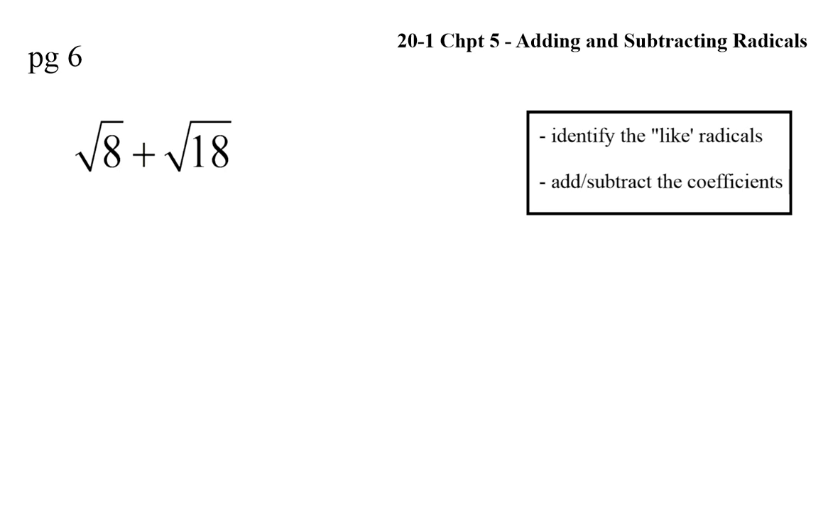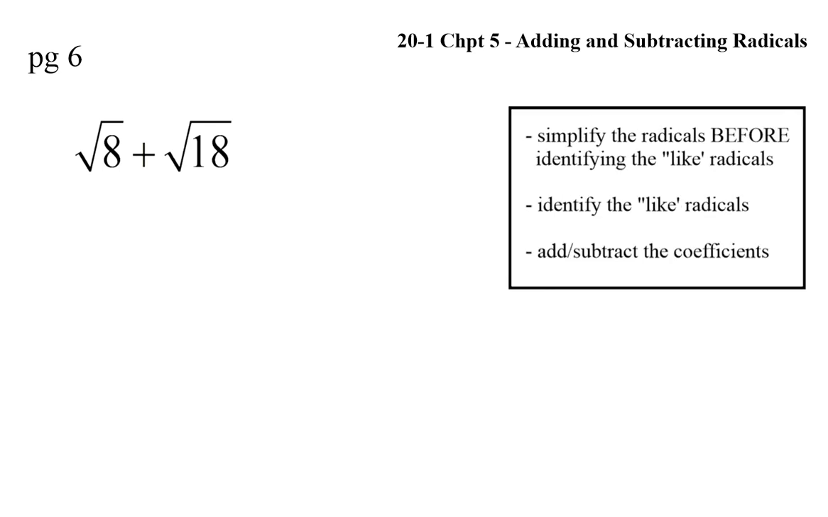Well, here's where it starts to become more work, because now we have root 8 plus root 18. Identify the like radicals is step 1. But we don't have like radicals. So we can't do step 2, add and subtract coefficients. However, I'm hoping some of you are looking at that saying, yeah, but I can. So take a second, look at it, and see what you can do.